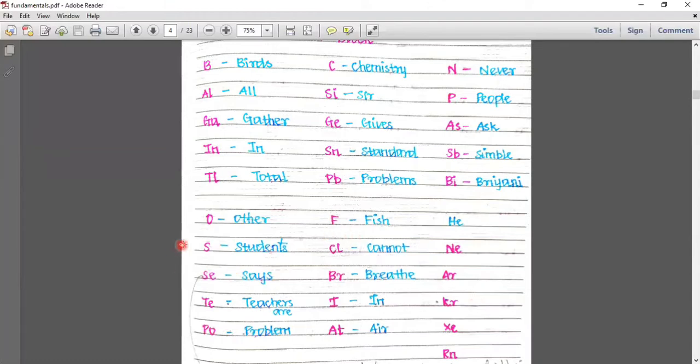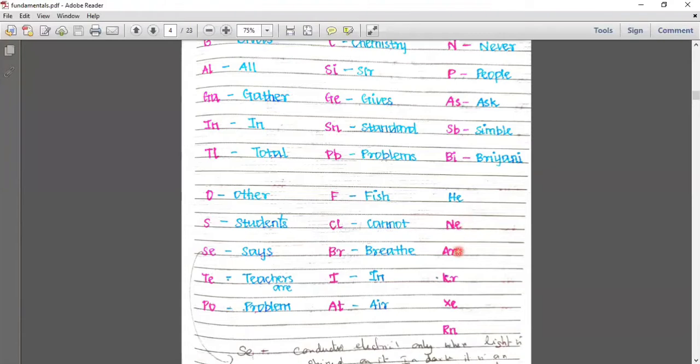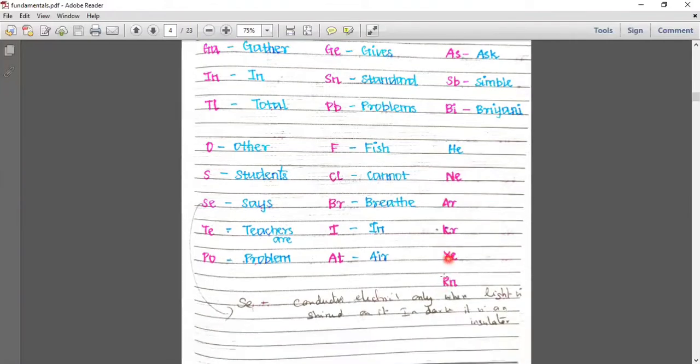Then oxygen family: oxygen, sulfur, selenium, tellurium, polonium. "Other students say teachers are problem." Halogen family: fluorine, chlorine, bromine, iodine, astatine. "Fish cannot breathe in air." Noble gases: helium, neon, argon, krypton, xenon, and radon. "He never argue Kiran, no, he never argue Kiran excites Ron."